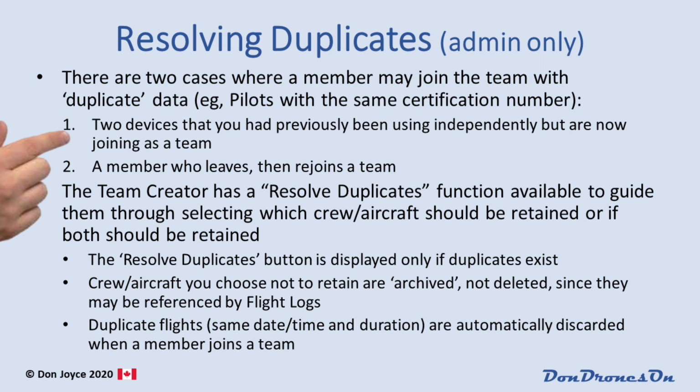So the two cases are, number one, two devices that you had previously been using independently. Say you had an iPhone and an iPad, you had Drone Pilot Canada on both, and it entered your pilot information into both. Well, you're joining them together now as a team. You don't really need two versions of yourself in your team. The second case is if a member of a team leaves the team, so remember they take the team data with them, and now rejoin the team for whatever reason, well, now they're bringing a whole bunch of duplicates back with them, the pilots and the aircraft as well.